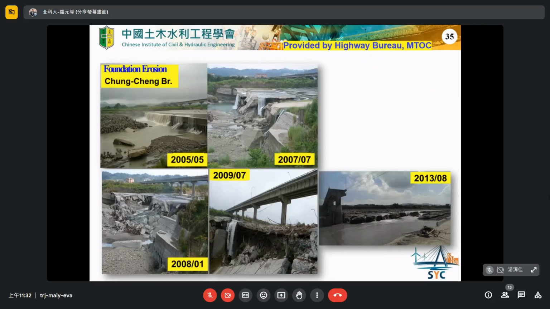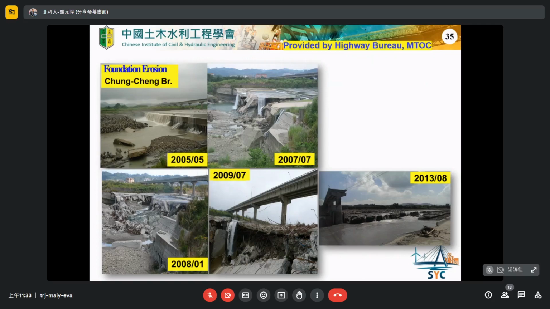This is the Zhongzhen Bridge in Hsinchu County. Originally, there were 3 layers of protection of the river bed before the collapse of the bridge. For example, this is the time at 2005. We can see some damage was found at the third layer of protection device. And then in 2007, the third layer of the protection device was totally destroyed. And then in 2008, the second protection device was destroyed as well. And then eventually, total protection device failure. Eventually, the bridge collapsed.